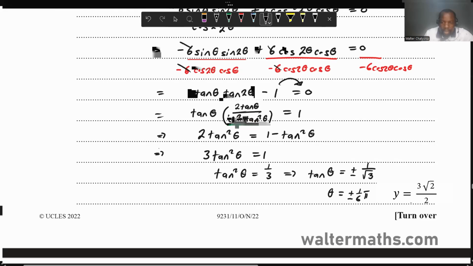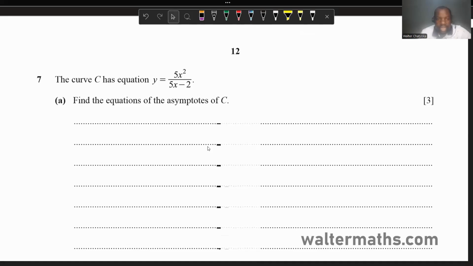Let's move on to the very last question in this paper. On number 7, the question says, the curve C has equation y is equal to 5x squared over 5x minus 2. So in part A, find the equations of the asymptotes of C. All right, so we start with the vertical asymptote, which we find by equating the denominator to 0. So it's x is equal to 2/5.